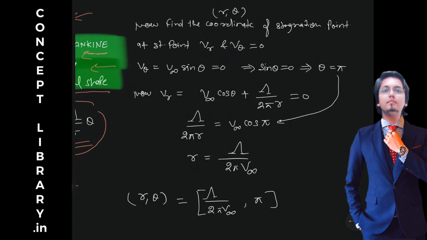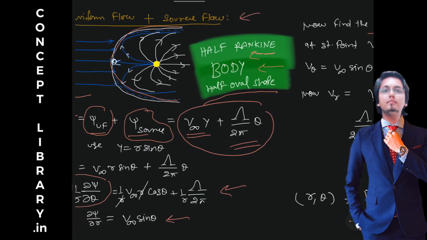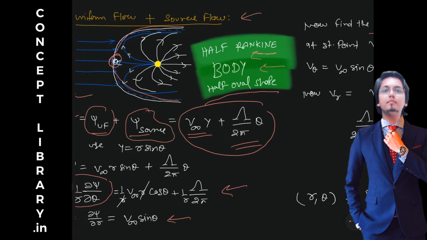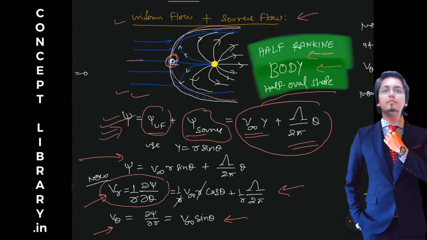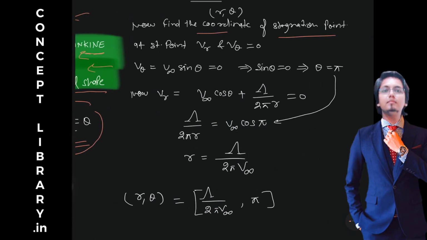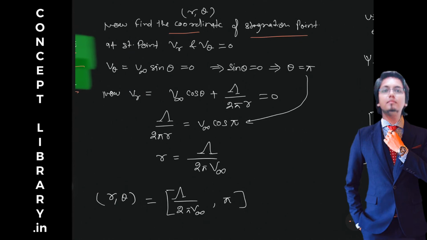Now find the coordinate of the stagnation point. You can see here we have a stagnation point, because this flow is coming here and being stopped. This flow is coming here and being stopped. So this is our stagnation point, and you can see how the flow is taking a turn. So how to find the coordinate of the stagnation point?